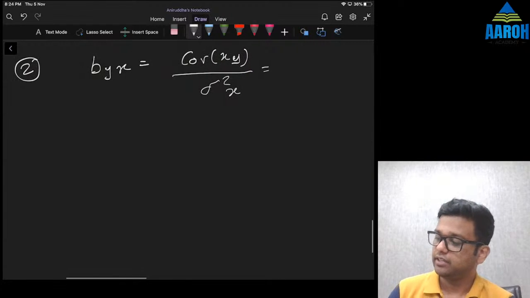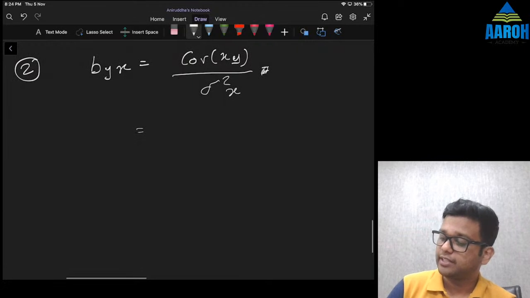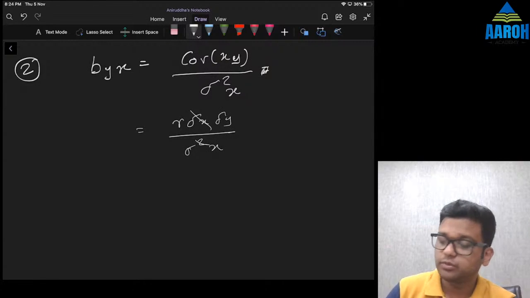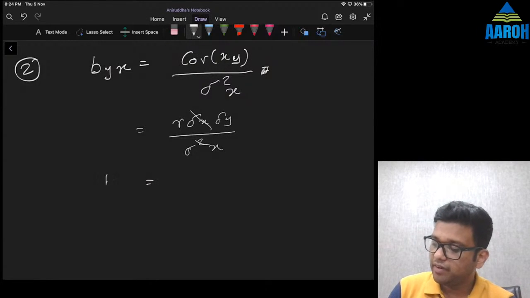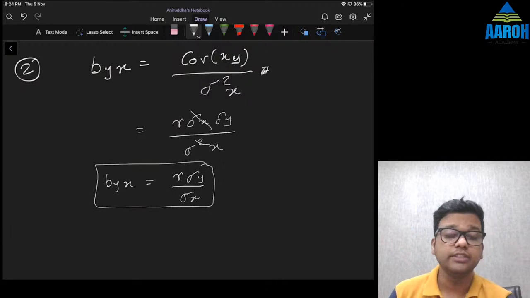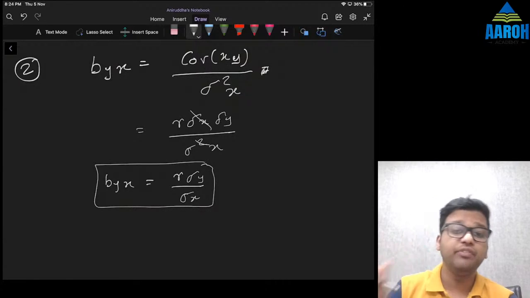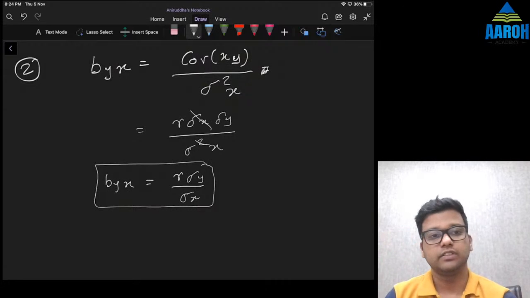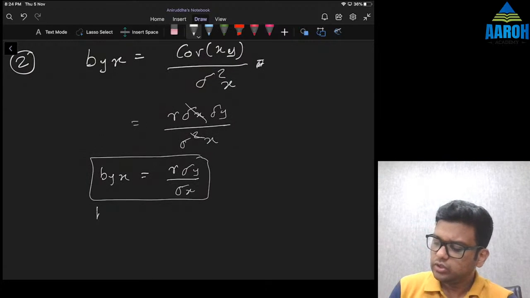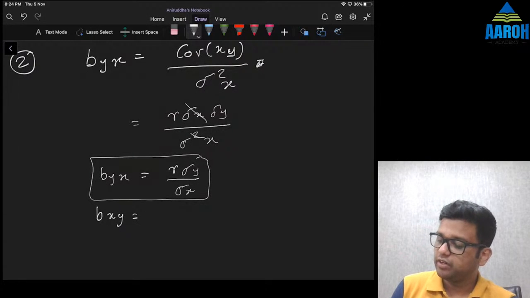So if we come back here, that means byx can also be written as R sigma x sigma y upon sigma square x. So we can cancel this sigma x with this square. So what remains is byx is equal to R sigma y upon sigma x. This is an important formula, because there are some questions where if you use this formula you get the answer in a few seconds. So you have to remember this. Obviously in the opposite way, bxy will be equal to R sigma x upon sigma y.